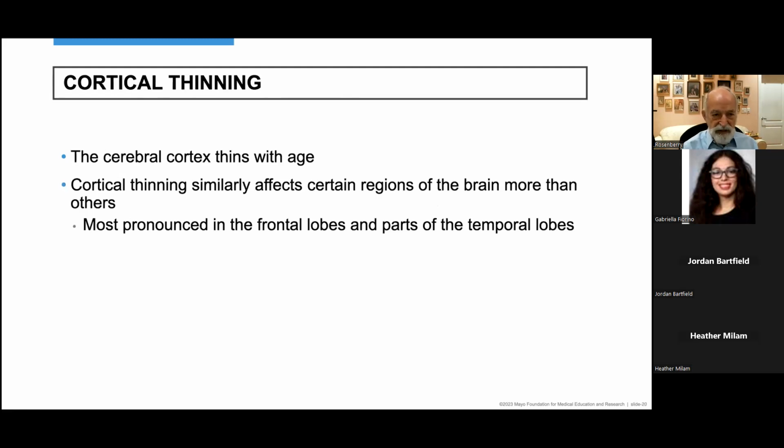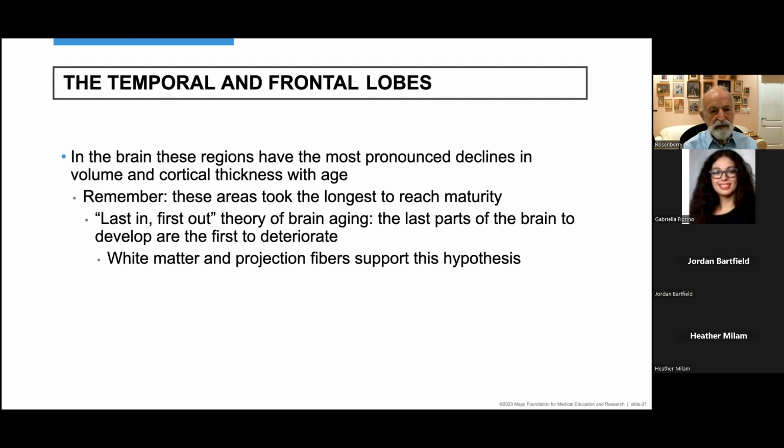A second change is cortical thinning. The cerebral cortex thins with age. Cortical thinning similarly affects certain regions of the brain more than others, most pronounced in the frontal lobes and part of the temporal lobes.